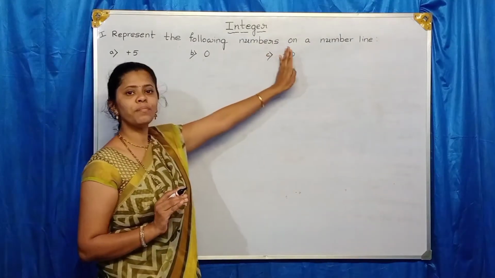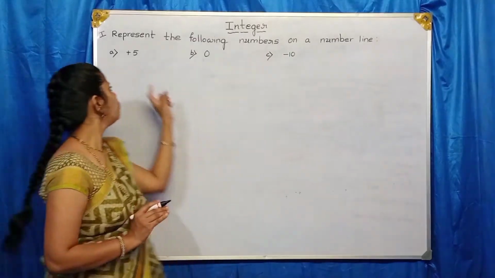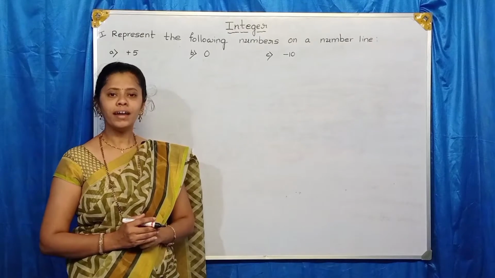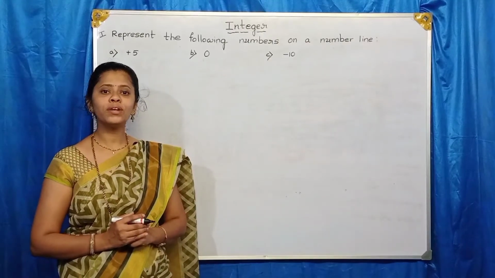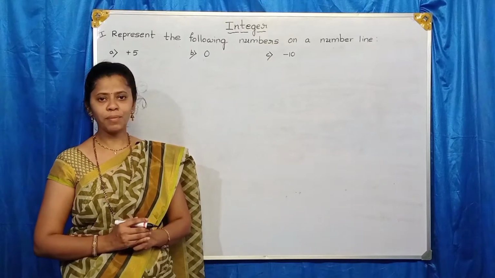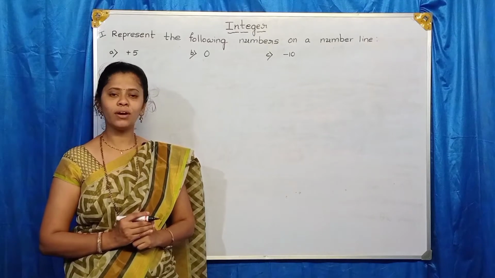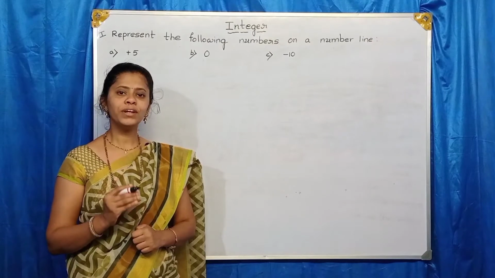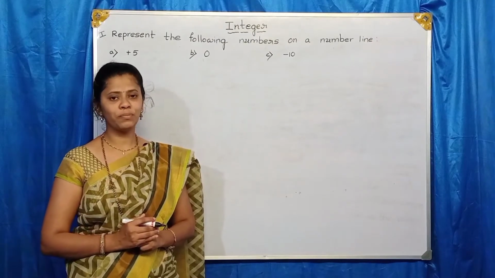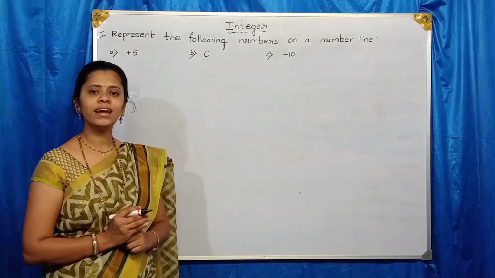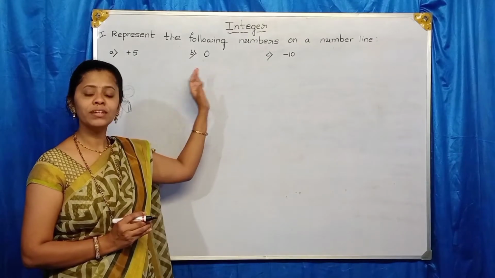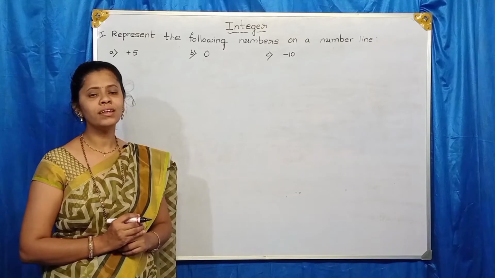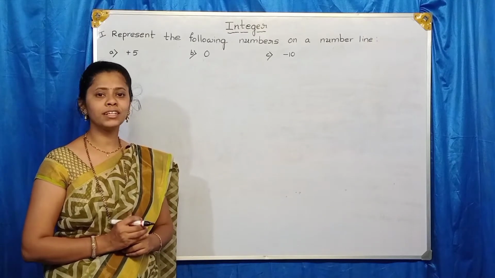Represent the following numbers on a number line. We have to represent these numbers on a number line. And I hope you know the way to represent integers on a number line. If you have any doubt, please check our previous video and the video's link I will give in the description box. For the better understanding of these problems, you must have an idea about representation of integers on a number line. So, please check the link.